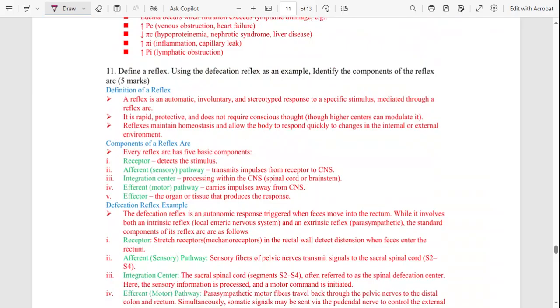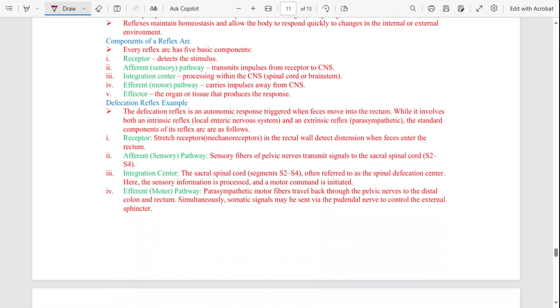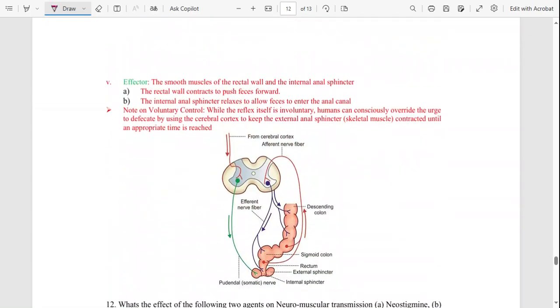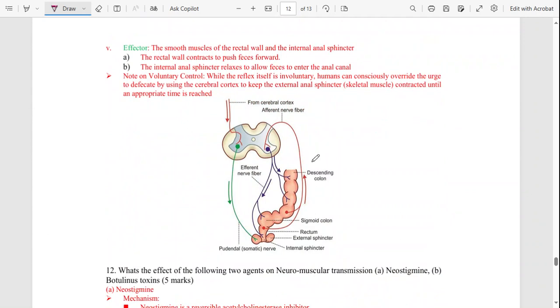Question 11 is saying define a reflex using the defecation reflex as an example. Identify the components of the reflex arc. Now, a reflex is automatic. Okay, it's automatic, it happens by itself and it's involuntary. A specific response to stimuli, and it is mediated by what we call a reflex arc. So that's a reflex: an involuntary, automatic, stereotyped response. It can be beyond normal, and that's regulated by a reflex arc.